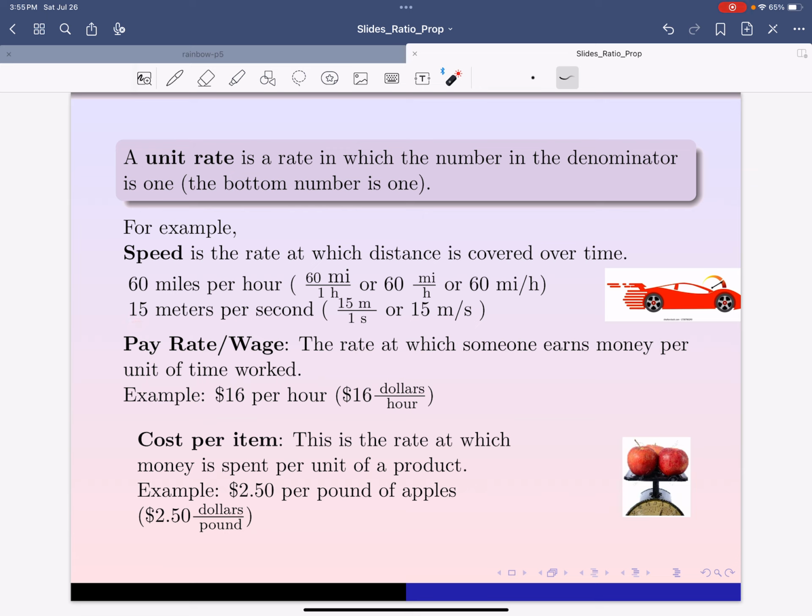We can write 15 meters per 1 second. So it is a unit rate, or we can write it in this form. How much money we earn, a rate at which someone earns money per unit of time worked. So $16 per hour, per 1 hour. So that's a rate. Or a cost of an item like $2.50 of apples per 1 pound. So $2.50 per 1 pound. It is a rate.